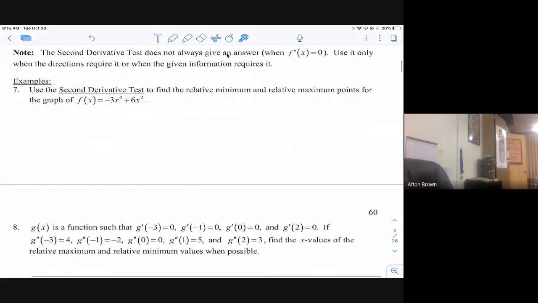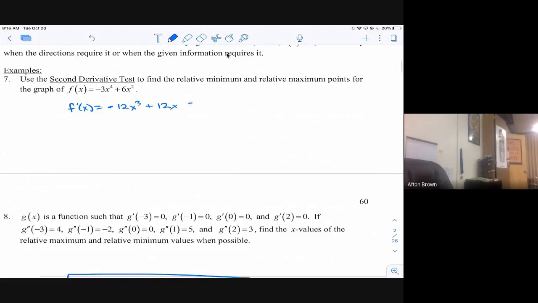Okay, second derivative test with the polynomial, so not bad. If you're using the second derivative test, you have to find two things. You have to find critical numbers because we're trying to find a max or a min. So let's find critical numbers. So this would be the first derivative. So I'd have negative 12x cubed plus 12x.